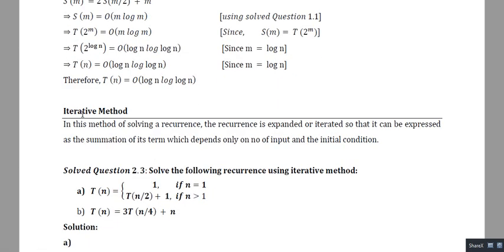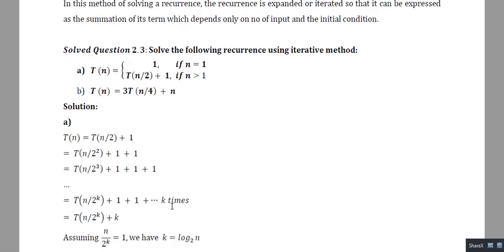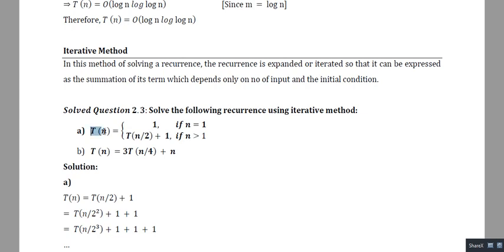So the next method is what? Iterative method. So in this iterative method, what we do, given a recurrence, we just keep on expanding the recurrence till the fundamental value of n is reached, or till the fundamental size of the problem is reached. Then we just try to solve the recurrence by using some kind of mathematical formula, right? Okay, so these are two very simple examples I have given. Tn is equal to 1 for n equal to 1, and Tn is equal to T(n/2) plus 1 if n is greater than 1. So you have to solve this.